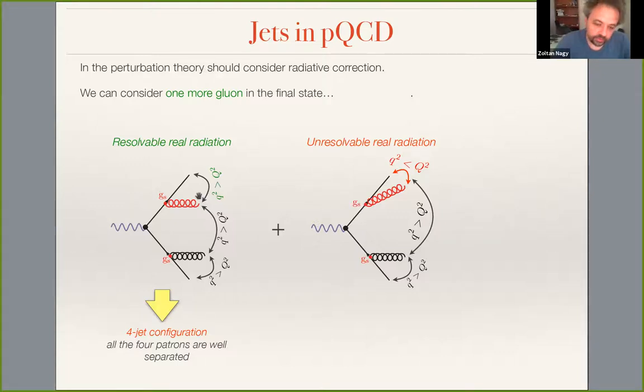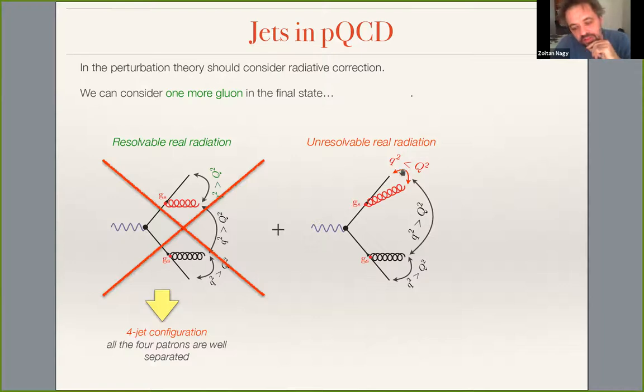And in our measurement, we are not really interested in this. So we just drop all these events with four jets. But what happens when this extra gluon gets unresolvable? What does it mean? It means this distance measure is smaller than the typical resolution scale of the measurement function. So that means, for example, this gluon becomes too collinear with this quark, or maybe this gluon becomes soft.